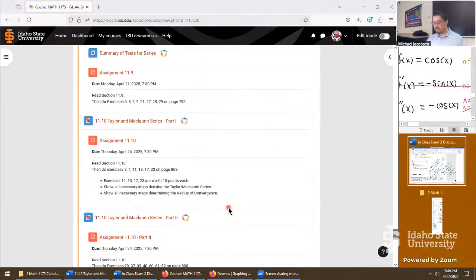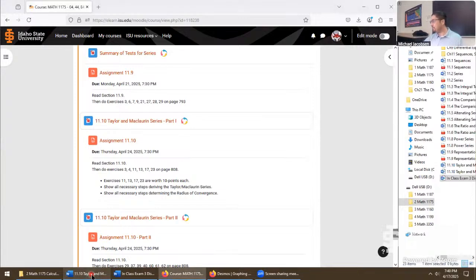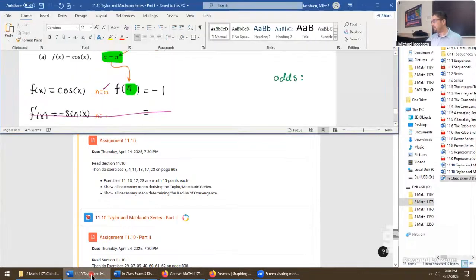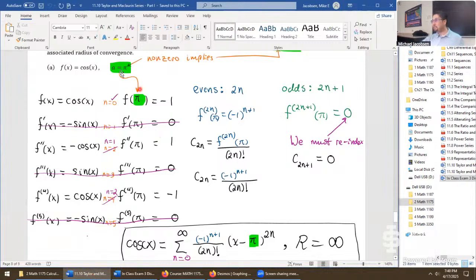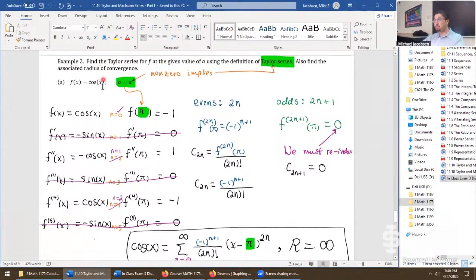We were doing a power series, oh, where'd it go? Power series representation. Okay, it's over there somewhere. There we go. We did a power series representation of cosine. And it's a pretty tricky problem.